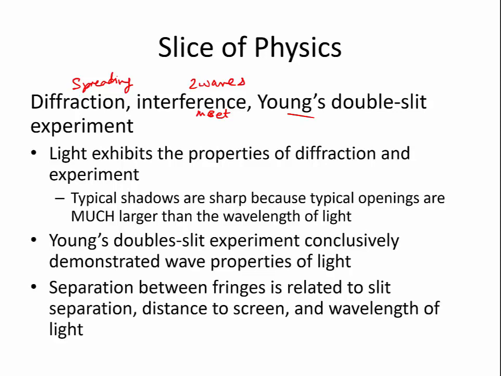And we can use this experiment to figure out the wavelength of light we're working with, or if we know the wavelength of light we're working with, we can then predict where the bright fringes would be and verify that experimentally, which again shows that light has wave-like properties.